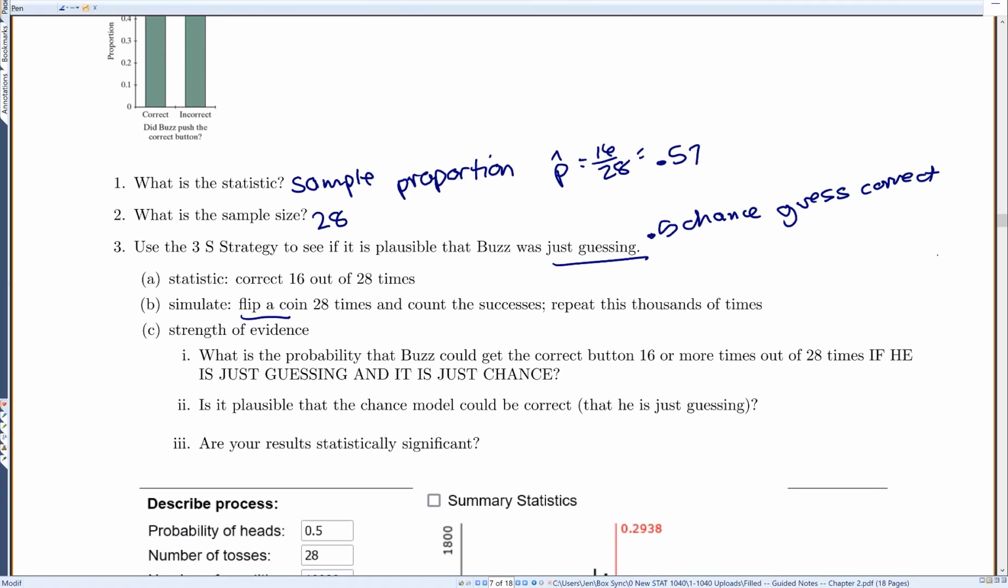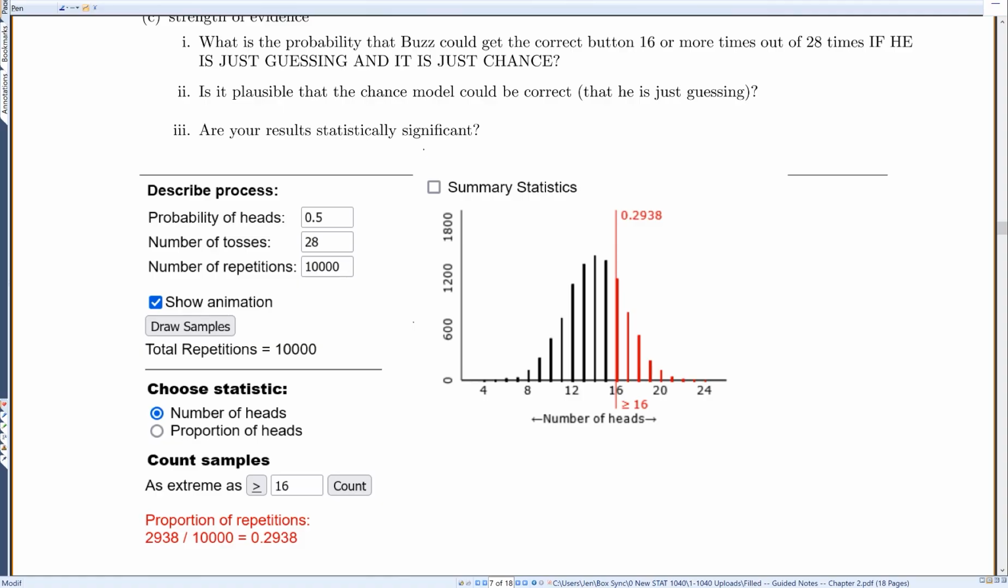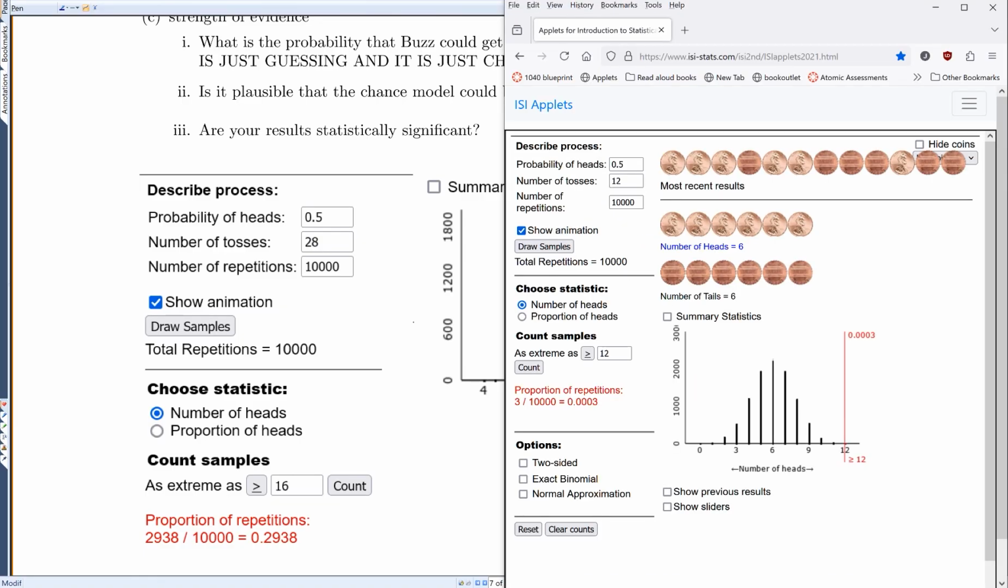Let's see, strength of evidence. We want to figure out what was the probability that Buzz could get the correct button 16 or more times out of 28 times if he's just guessing and it's just chance. So I simulated what we need to put into the applet. You need to have your probability of heads as 0.5, 28 tosses. I like to do it 10,000 times. And I want to count my samples as extreme as or greater than 16. You can see it highlighted everything from 16 on over, and it told me that happened about 29% of the time. So the probability that this could happen was 0.2938.